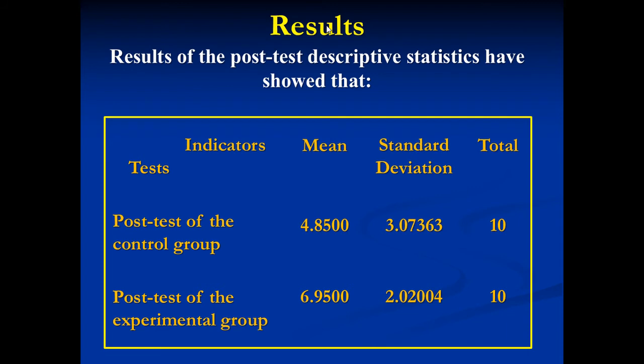Results of the post-test: descriptive statistics have shown that students in the experimental group averaged better than those in the control group, as the experimental group average was 6.95 over 10, while the control group average was 4.85.